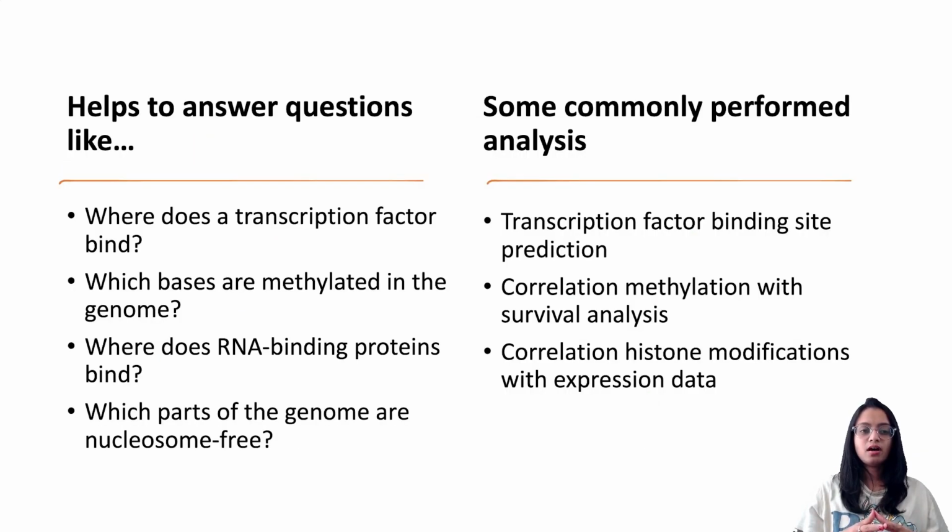Epigenetic data can be used to answer questions like where does a transcription factor bind, which bases are methylated, where do the RNA binding proteins bind, and which parts of the genome are nucleosome free. Some of the commonly performed analyses are transcription factor binding site predictions, correlation of methylation status with survival data, and also correlating histone modifications with expression data.